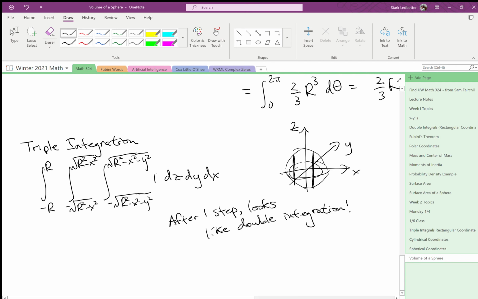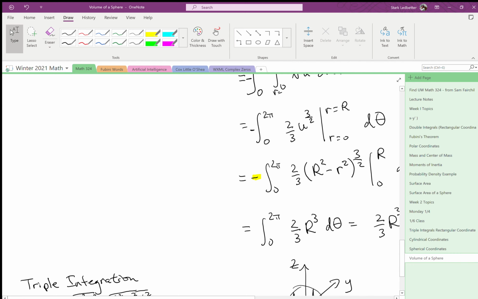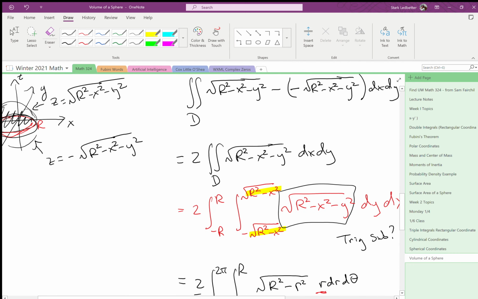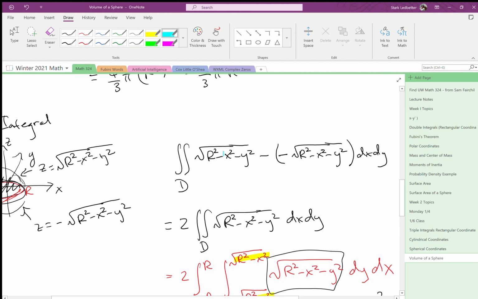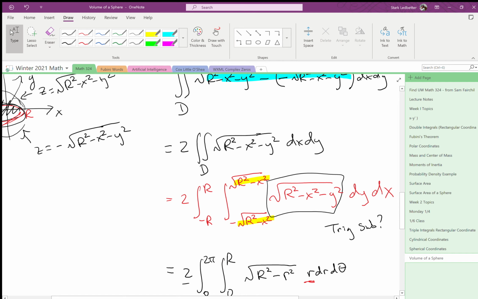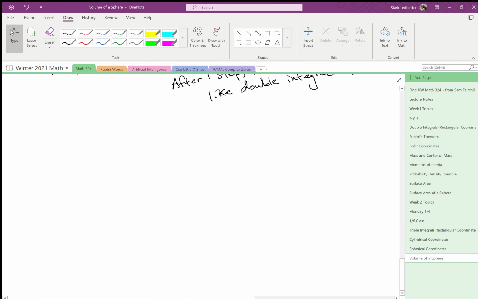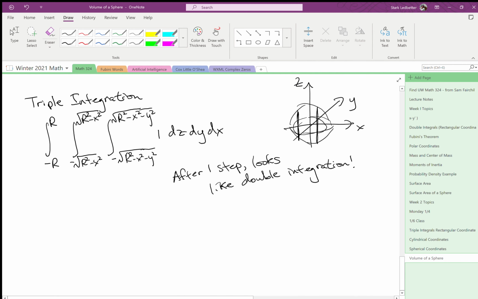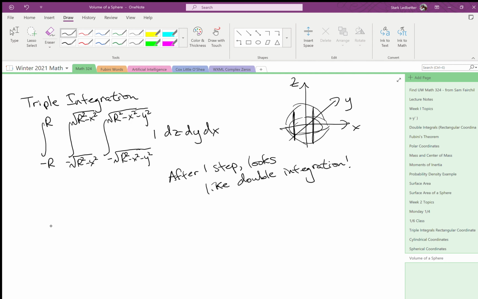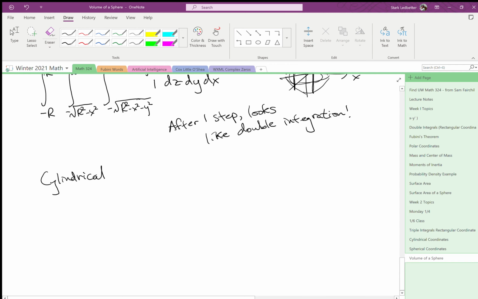Right, because if I integrate 1 with respect to z, I get z. I plug in these bounds, I'm going to get exactly this expression that we got up there, and then I integrate with respect to x and y, and I can't do it except maybe with trig subs, so I switch to polar. Okay, so what happens then if we start with cylindrical right away? Is it easier or harder or the same than if I started with rectangular and switched to polar?